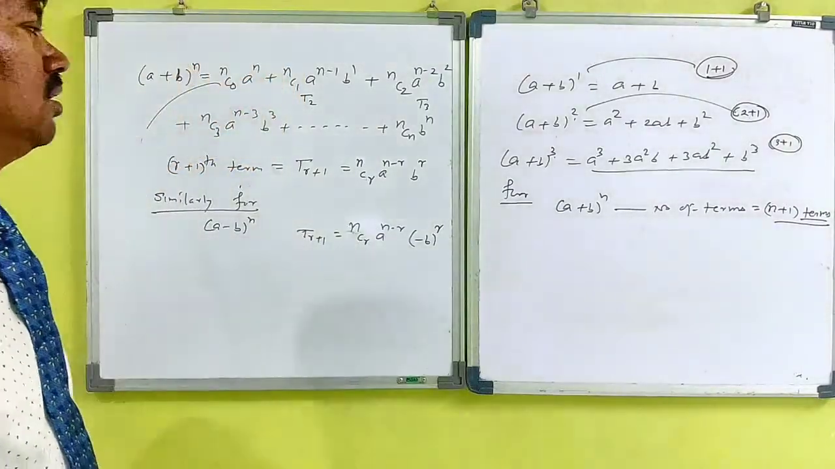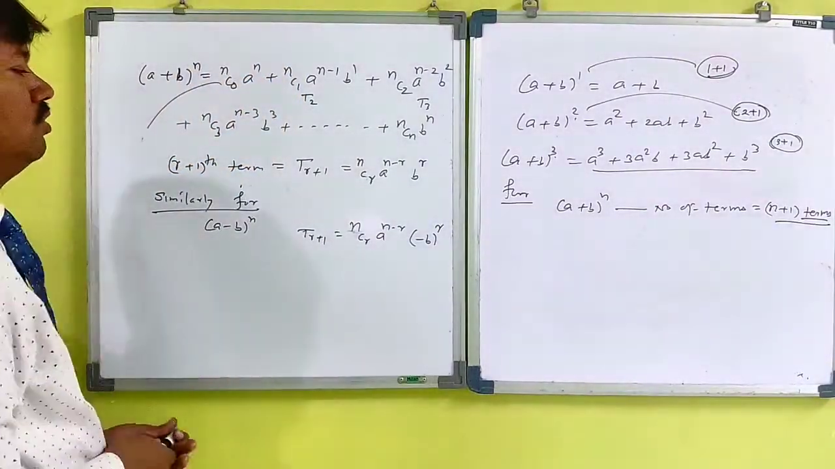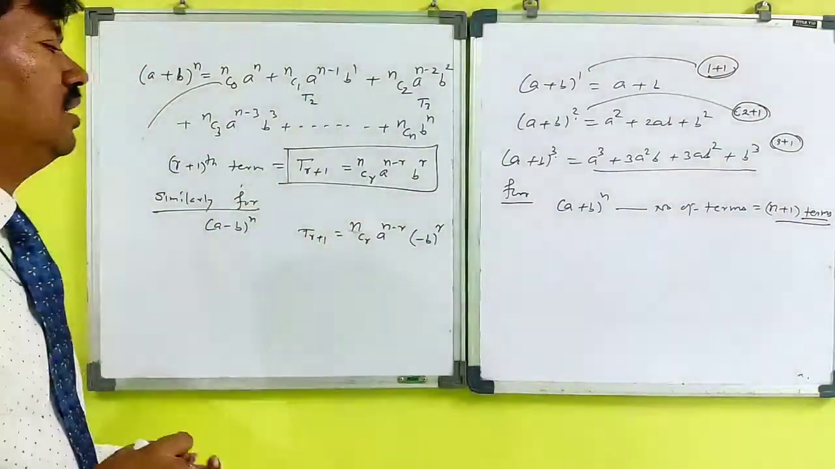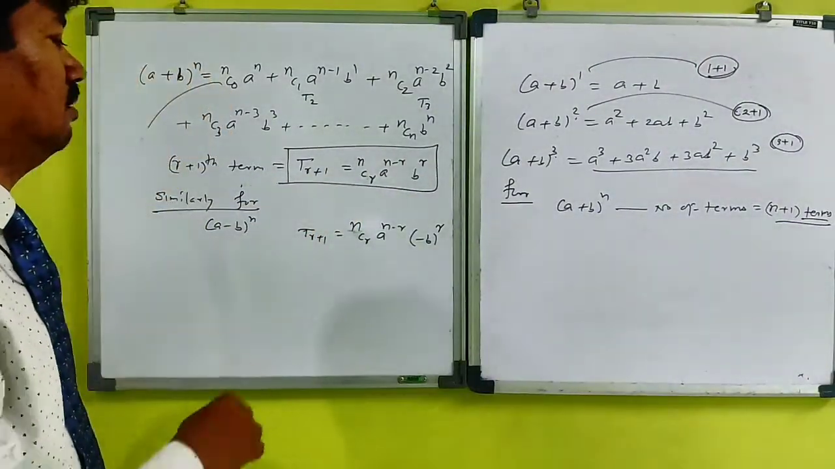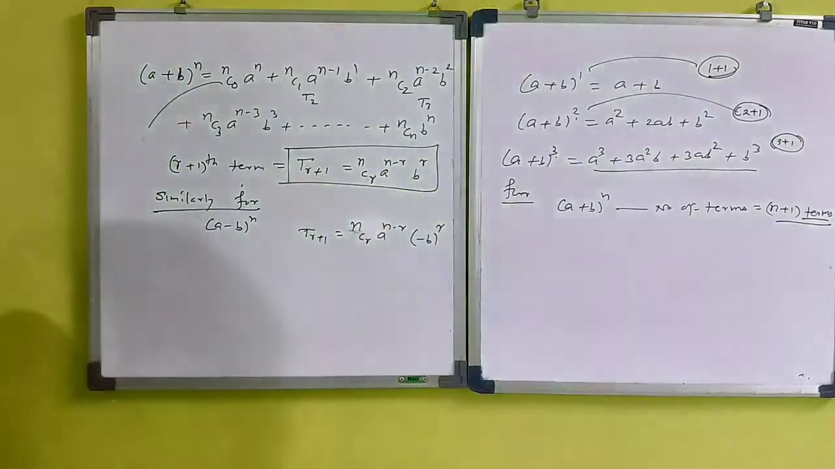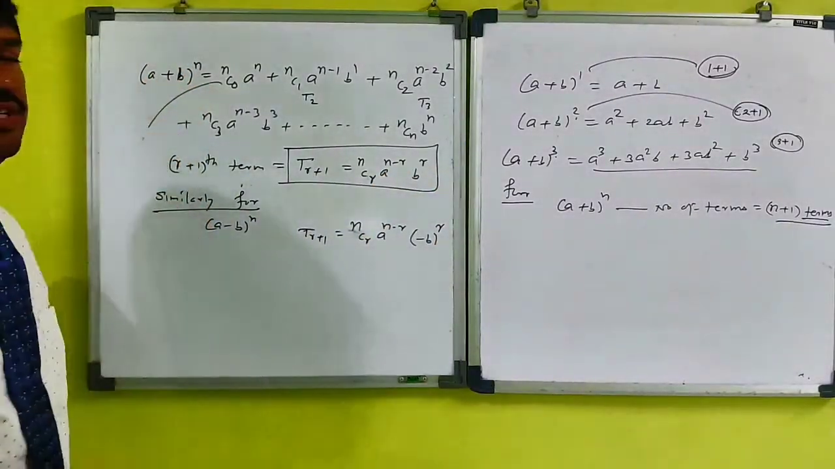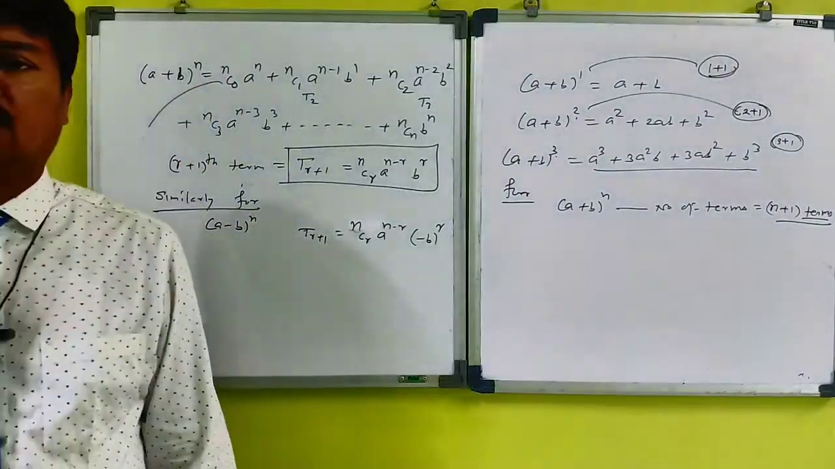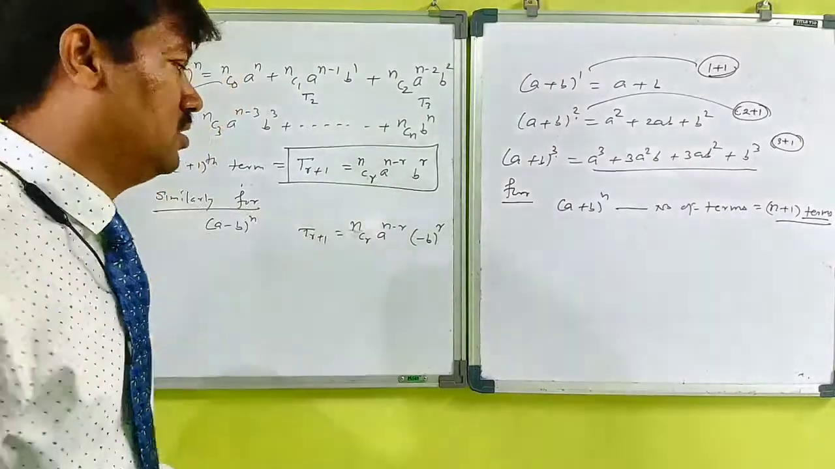So for a particular term in any expression, you have to remember this formula. You have to remember that T(r+1) is always given by nCr a^(n-r) b^r for the expression (a + b) raised to n. So I am writing that as a formula, and we will solve some problems based on this.